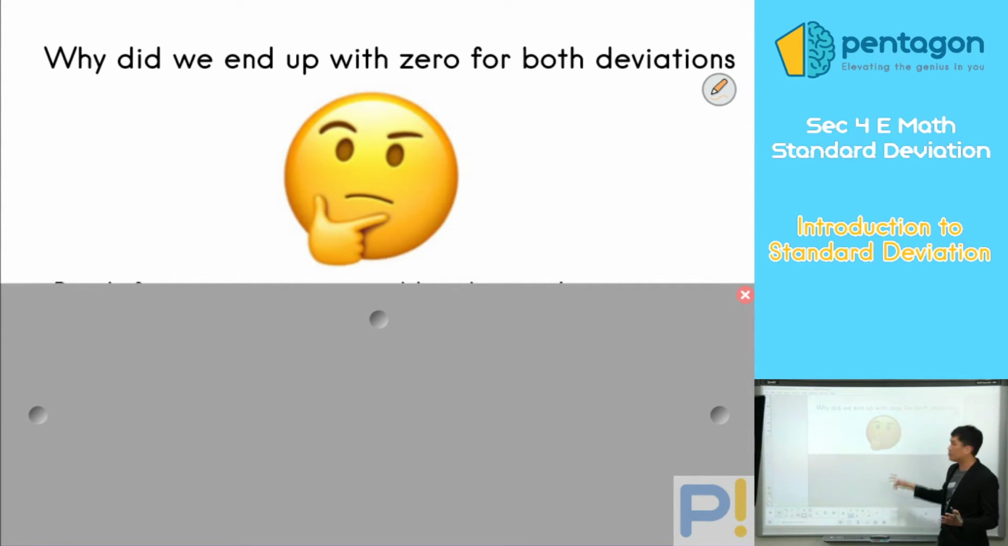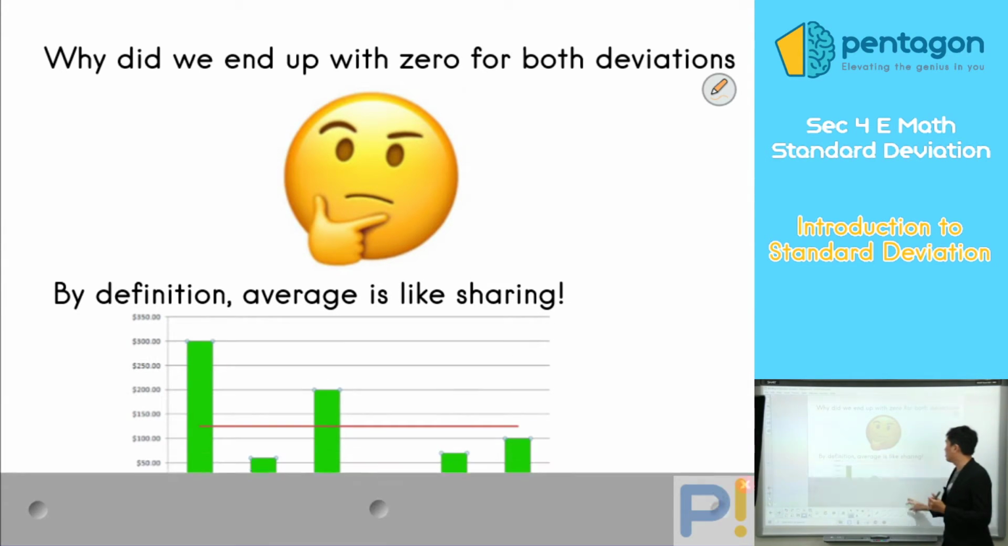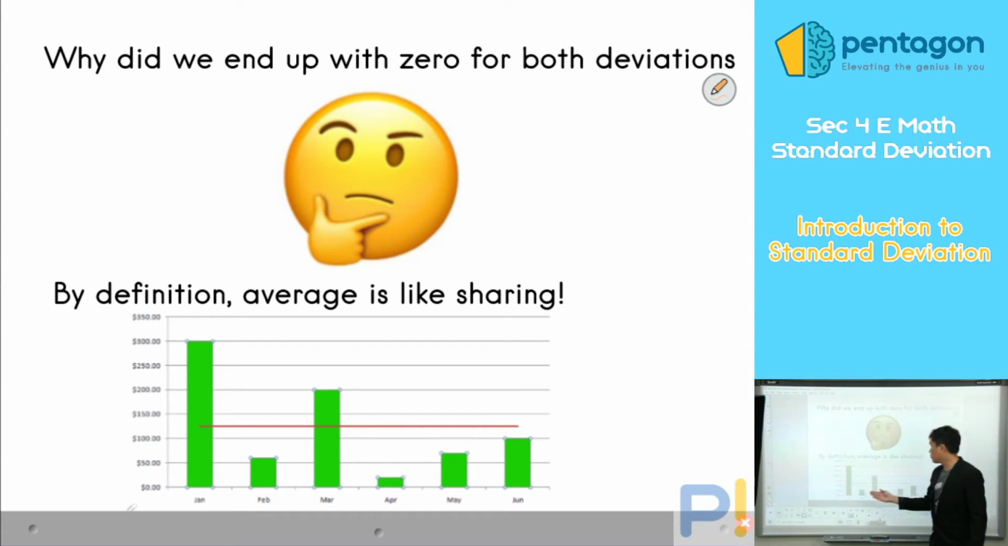So let me explain to you. If you think about average, when we average things out, for example, the green graph, let's think of January, February to June, the 6 months. Let's think of them as people. Maybe January is a woman, February is a man, so on and so forth.